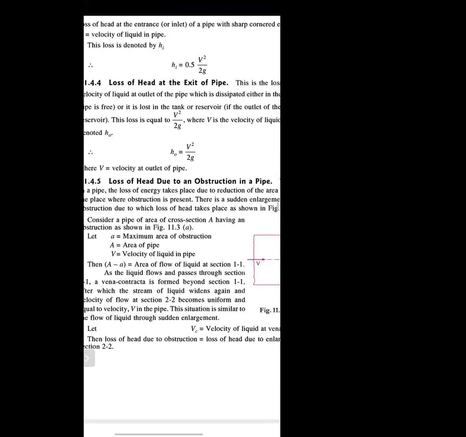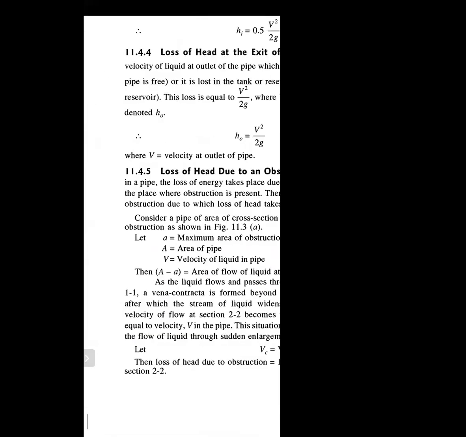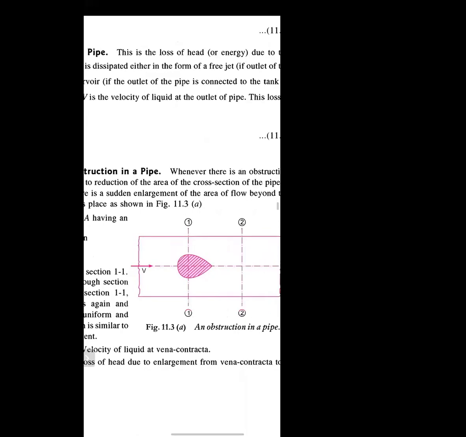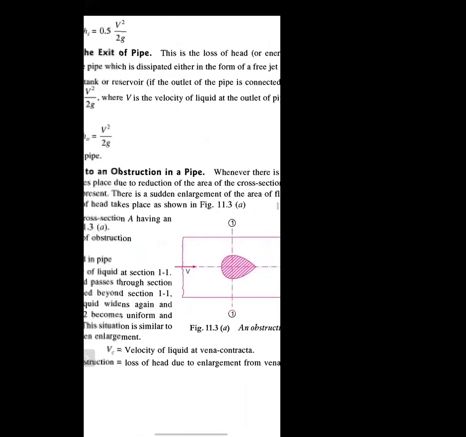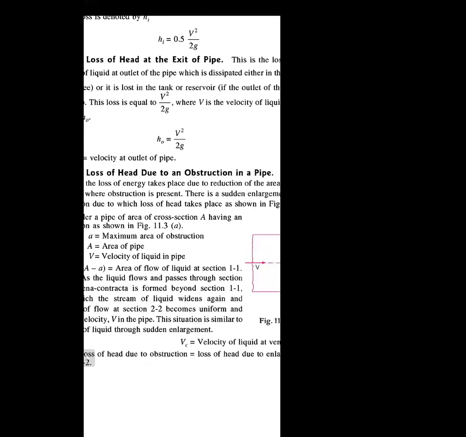Then next minor loss is loss of head due to an obstruction of pipe. Okay. Whenever there is an obstruction in pipe, the loss of energy takes place due to reduction of area of the cross section of the pipe at the place where obstruction is present. Then that loss is taken as loss of head due to an obstruction. Okay.